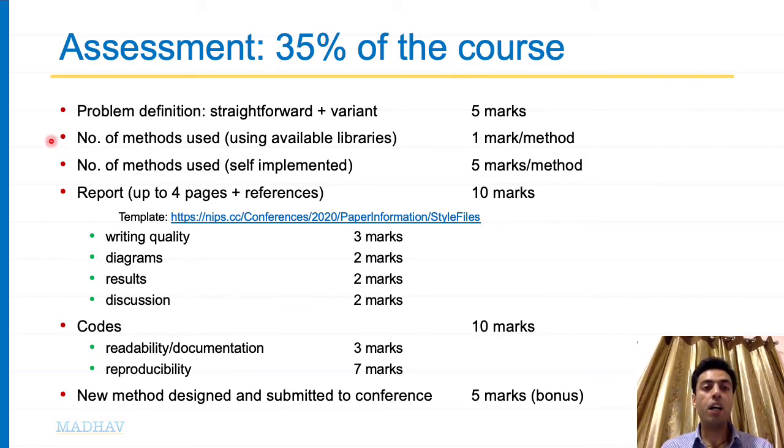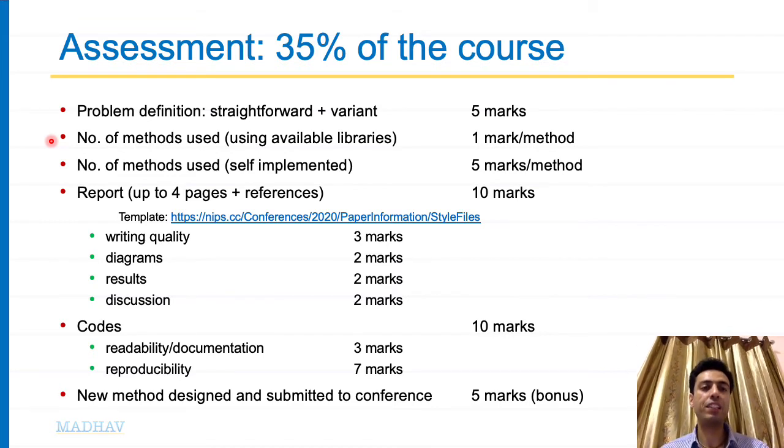And then we encourage you to use available libraries, not only for feature extraction, but also for implementing some of the machine learning techniques, the straightforward ones. And if you are using libraries to implement the methods, we give 1 mark per method. Basically, we are encouraging you to explore and use more and more methods. For example, for a classifier, you test the accuracy with different kinds of classifiers and compare them amongst each other.